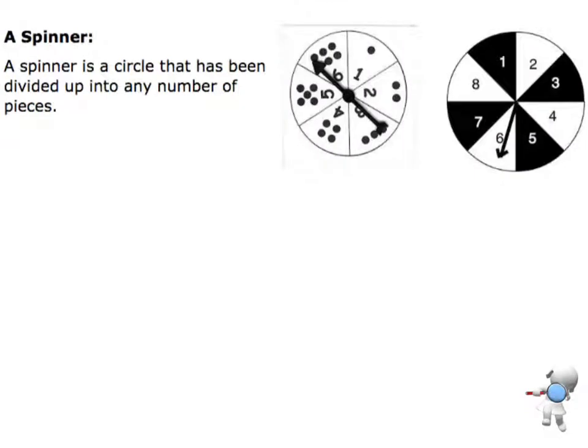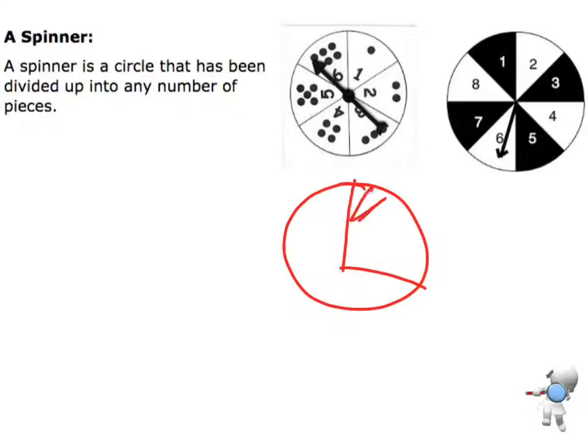Spinners. We can design or make a spinner with as many different categories as we want. These particular examples show equal categories, but we could have a spinner where they're not equal size. I could have different shapes and different areas for different probabilities if I wanted.